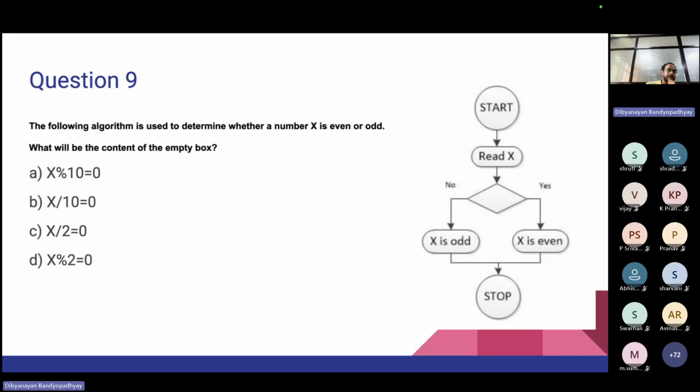And I think C can also be correct, right? Or why is it not correct? Sir, C only gives the quotient, but we have to check whether the remainder is 0 or not. That only decides whether the number is even or odd. Yes. I think it is very simple actually. Yeah. Go ahead.